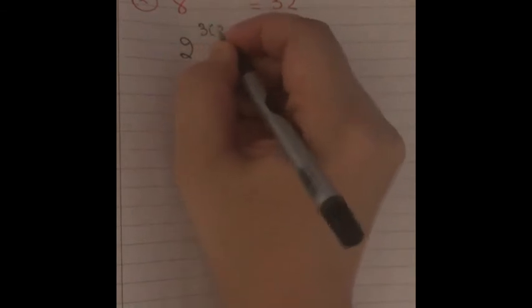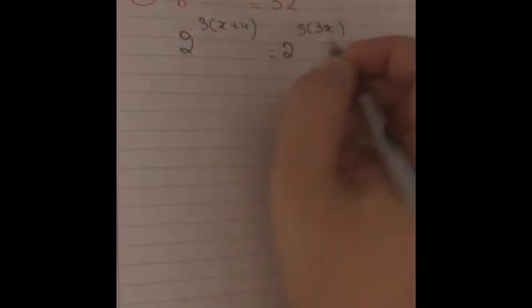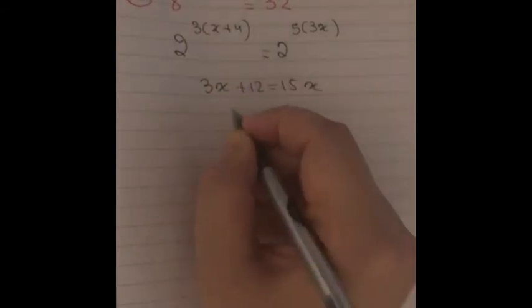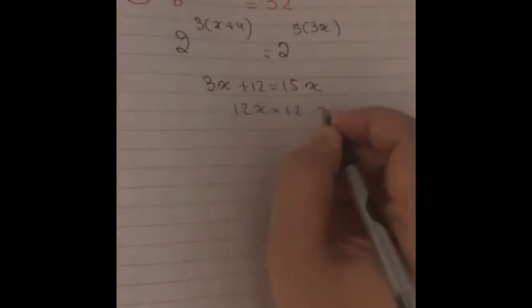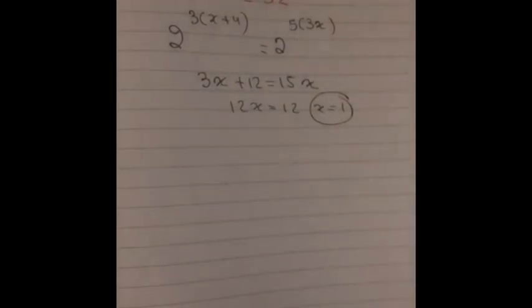It's 8 to the power of x plus 4 equals 32 to the power of 3x. I think I can make 2 to the power of 3 and 2 to the power of 5, right? So no need for logs here. It's 2 to the power of 3(x plus 4) equals 2 to the power of 5(3x). And here 3x plus 12 equals 15x. 12x equals 12 and x equals 1. We've solved questions like these before.